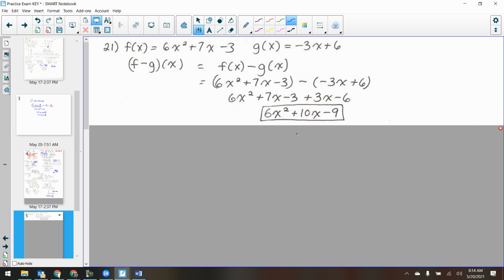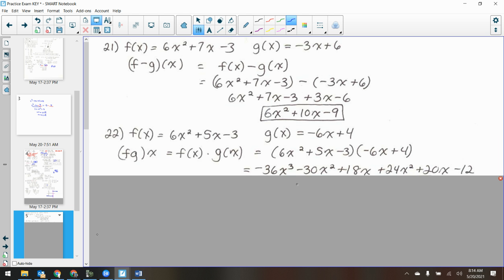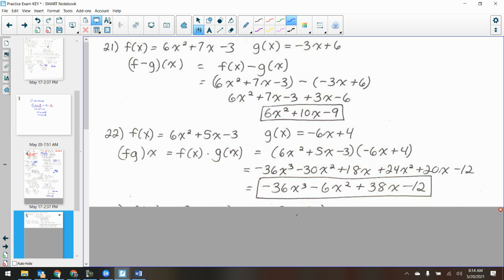And then is 22 multiplication? Yeah, 22 is multiplication. Same f and g? Nope, different f's and g's. Okay. So if I just want to multiply these together, you just got to FOIL it out.